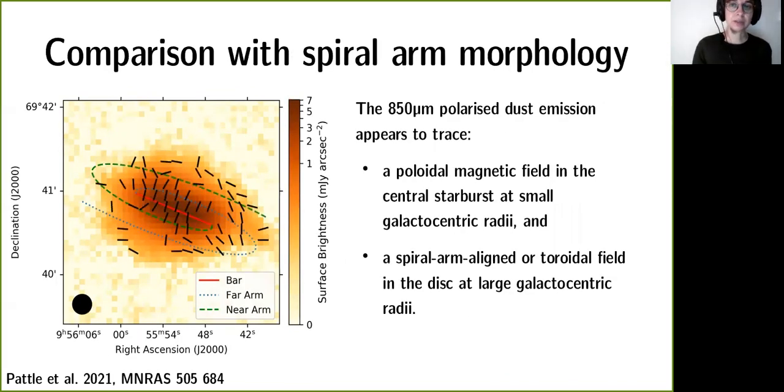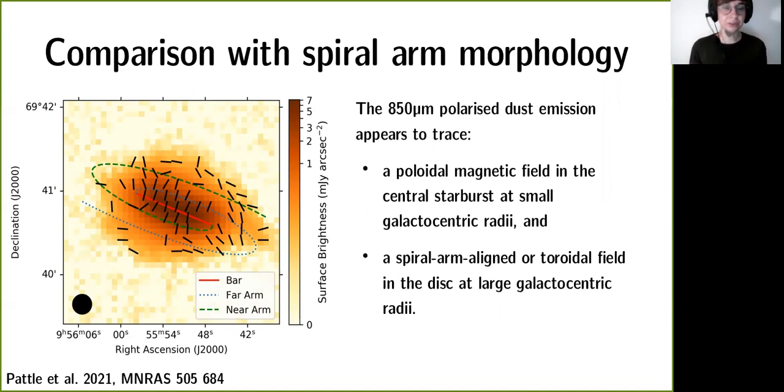The way that we interpret this is through comparison with the spiral arm morphology of the galaxy that was found back in 2005 by Mayer et al. Those spiral arms are shown on the figure here. And what we see is that while in the galactic center, the 850 micron polarized dust emission is tracing a poloidal magnetic field in the starburst, in the outer galaxy, it seems that it's tracing a spiral arm aligned or possibly toroidal field in the disk.